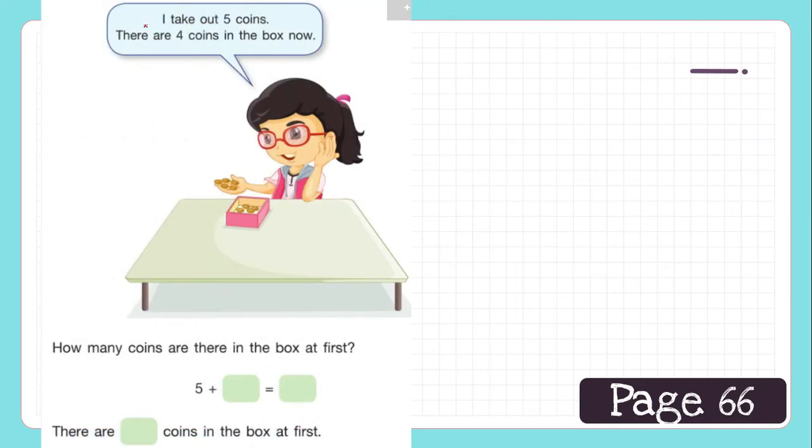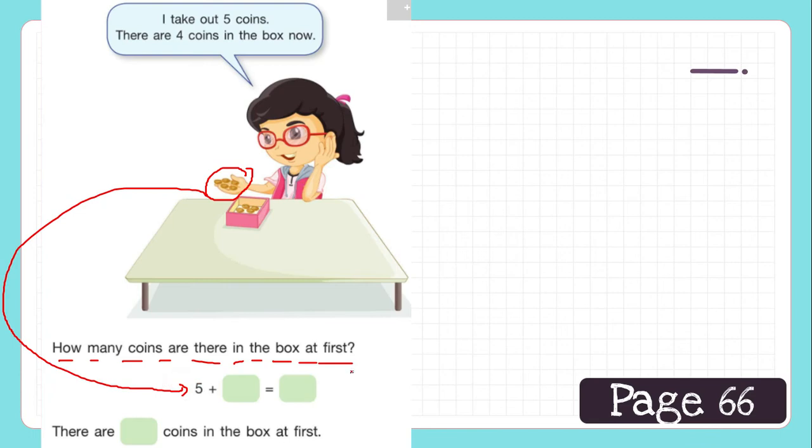We have here the story. I take out 5 coins and there are 4 coins in the box now. How many coins are there in the box at first? Okay, at first we have here 1, 2, 3, 4, 5, 6, 7, 8, 9. Okay, 9. So we have 9 coins in the box at first. So, but she removes 1, 2, 3, 4, 5. So see, we separate this one here. So, and then we're going to write this one here, here. Okay.